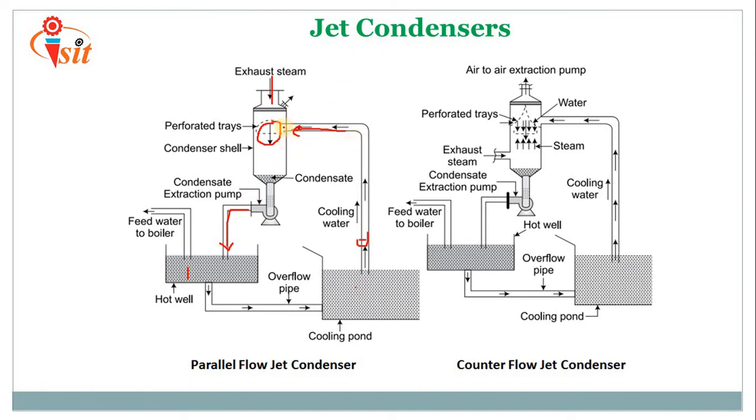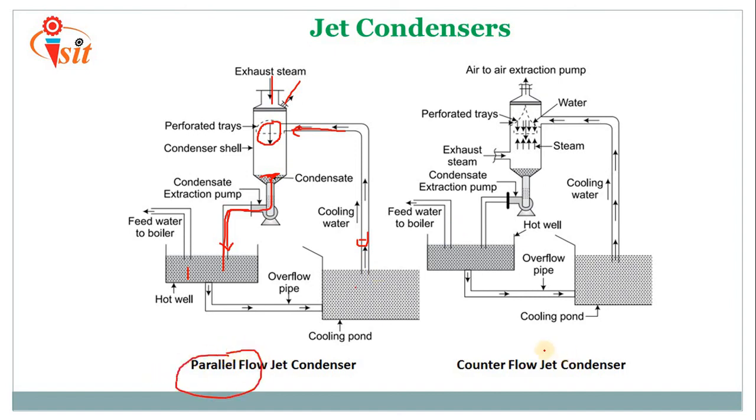And the important part is that here the air extraction pump is present in the top area. The condensate extraction pump is also necessary. What exactly does the condensate extraction pump do? Its main function is to take whatever condensate is stored in this area and send it into the hot well, from where the water is given to the boiler through the feed water pump. One pump is separately provided. And this is all about the parallel flow jet condenser.